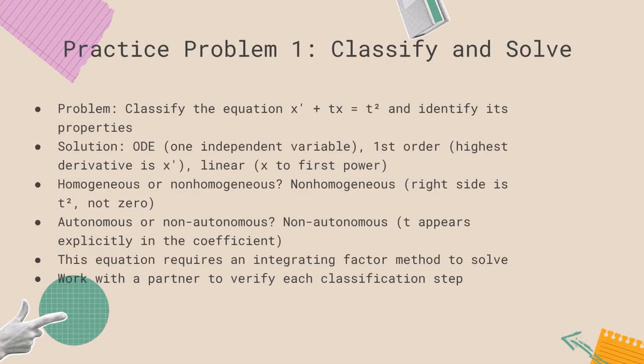Let's classify a practice problem. x prime plus t times x equals t squared. This is an ODE, first order, and linear. Since the right side is t squared and not 0, it is non-homogeneous. Since t appears explicitly, it is non-autonomous.